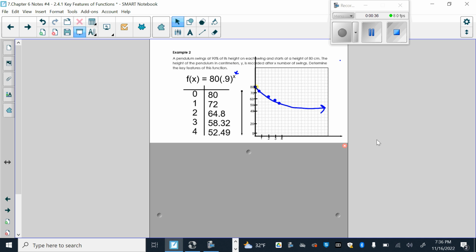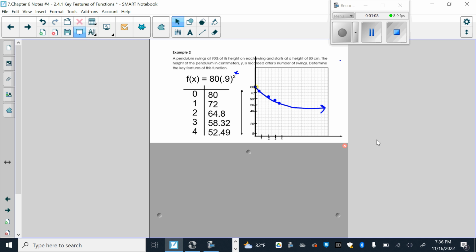So example 2, a pendulum swings to 90% of its height on each swing and starts at a height of 80 centimeters. The height of the pendulum in centimeters, y, is recorded after x number of swings. Determine the key features of this function. So I've already created the equation for us. F of x equals 80 times 0.9 to the power of x.